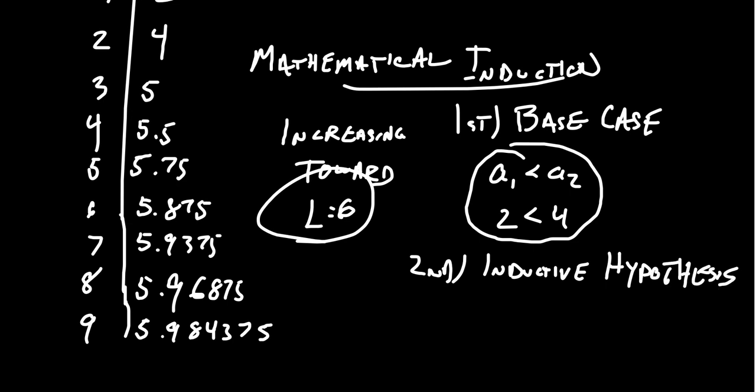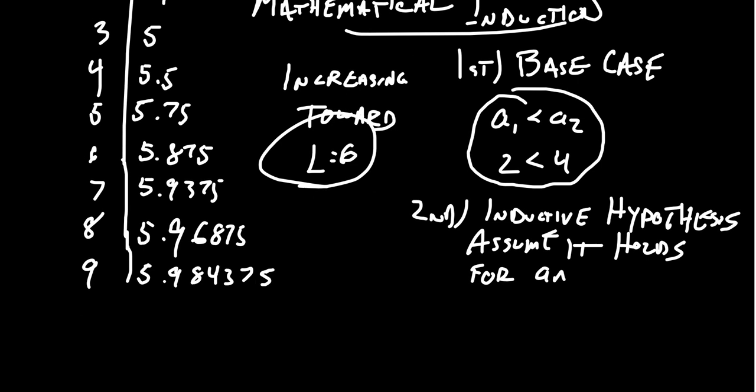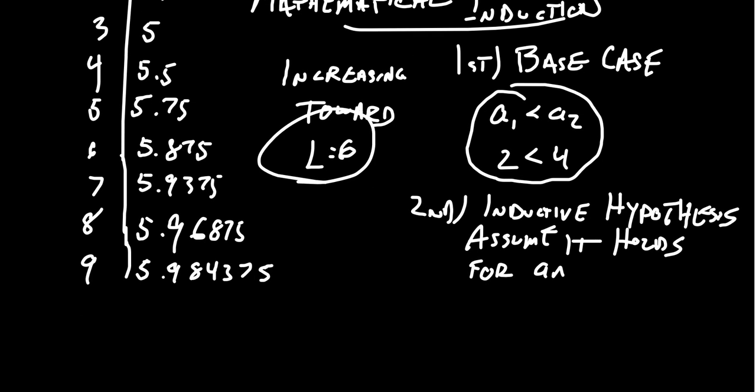What we're going to do here is assume it holds. Assume the statement holds for an. So in that context, what we mean here is that we're going to assume, right? So we did our base case for this. So we're trying to show that the sequence is increasing here. So we showed the base case.